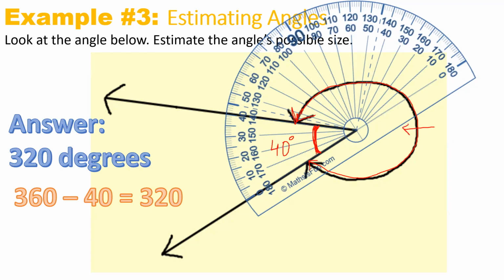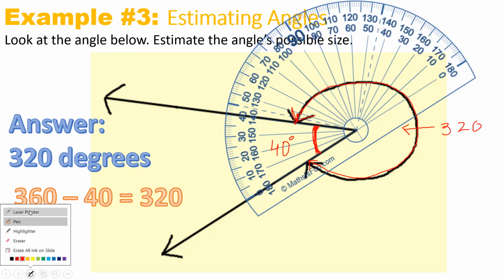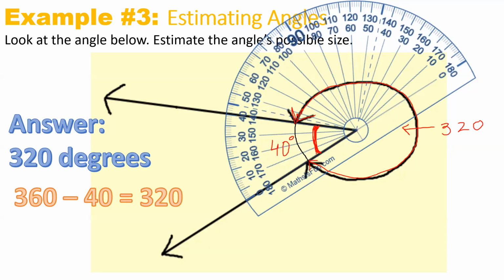This circle around it shows that it is 360 degrees. Remember I told you one revolution, one complete turn, is 360. So what that means is that this is 320 and that's 40, because it's one complete circle. If you really look at it, it's one complete turn all the way. If we finish it, it's all the way.